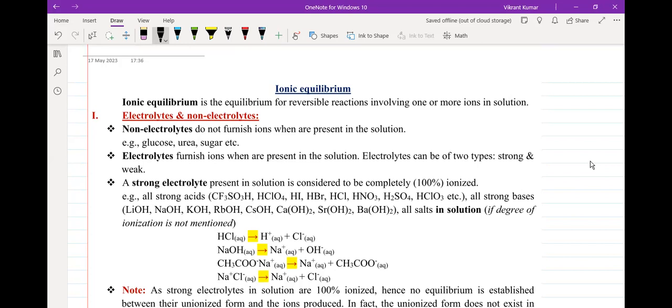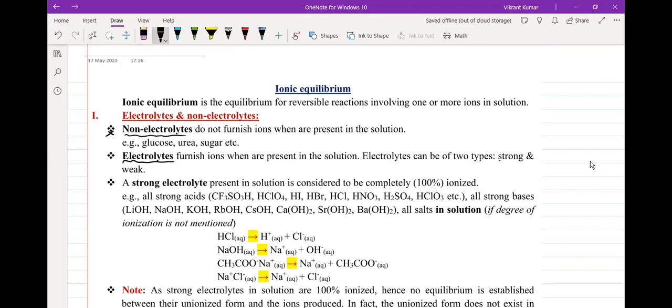What are the substances which are not going to provide the ions? Non-electrolytes. So we are not going to talk about anything about non-electrolytes in this chapter. Okay. So basically this chapter is about electrolytes. So electrolytes are the substances which are going to furnish the ions when they are added to the solution. Now they are having also two types.